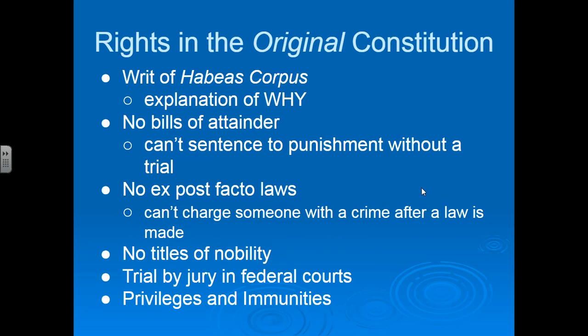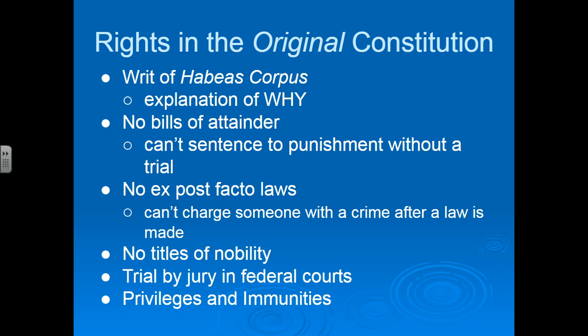Now, going back to the beginning of the year, real quick, you were given some rights in the original Constitution, before the Bill of Rights. The writ of habeas corpus means the government can't throw you into jail without cause. It can't pass bills of attainder, which means it can't sentence you to a punishment without a trial. It can't pass ex post facto laws, which means you can't be charged with a crime after a law is made. So before murder was illegal, if you murdered somebody, then they'd say, you know what, you probably shouldn't do that, let's make a law about that. They can't charge you with it if you did it before it was a law on the books.